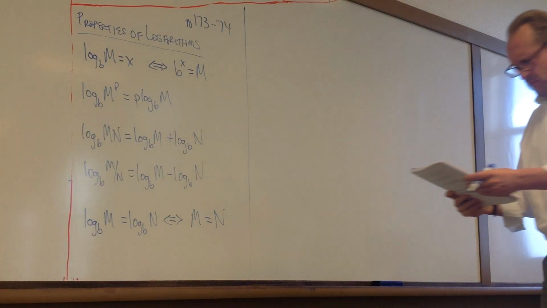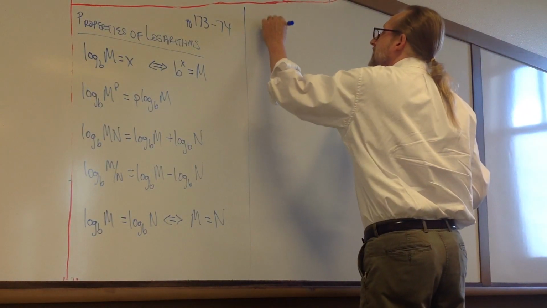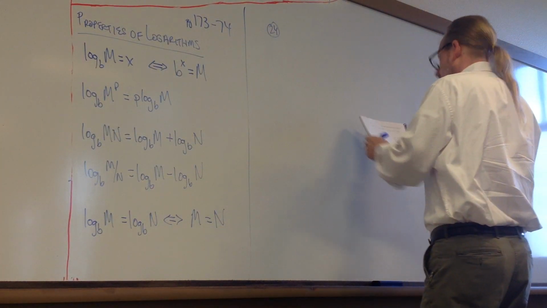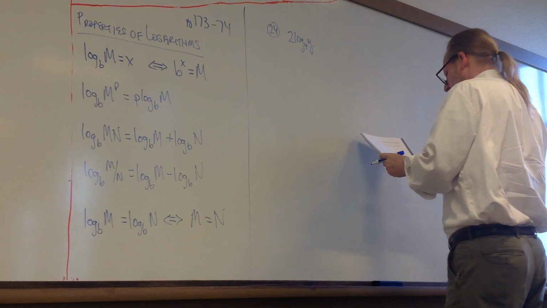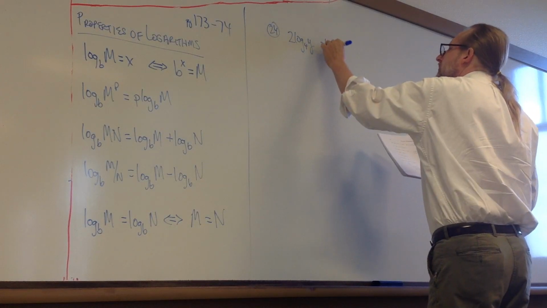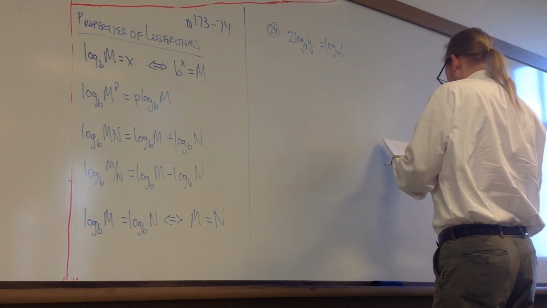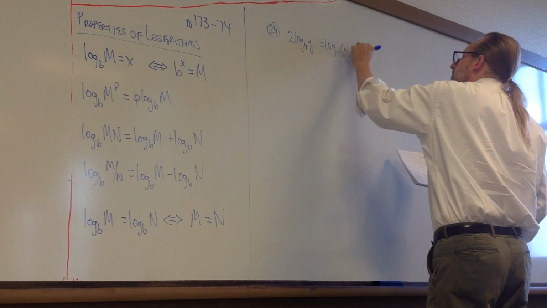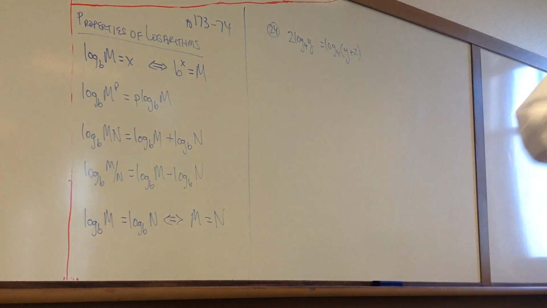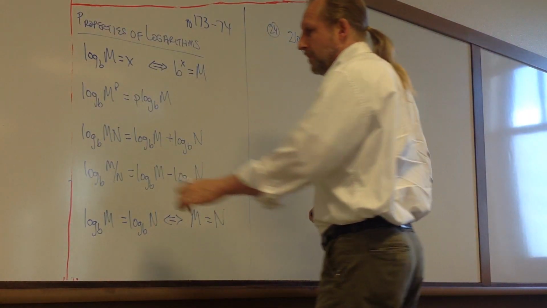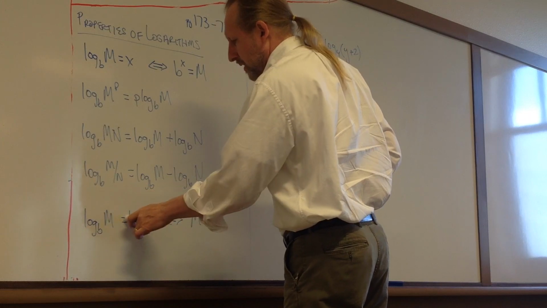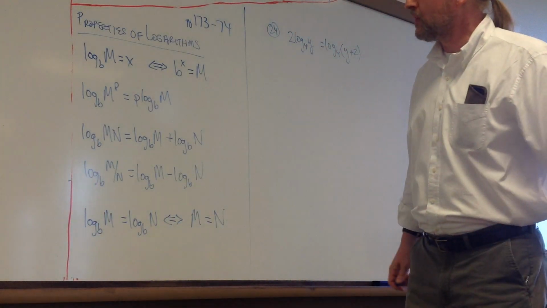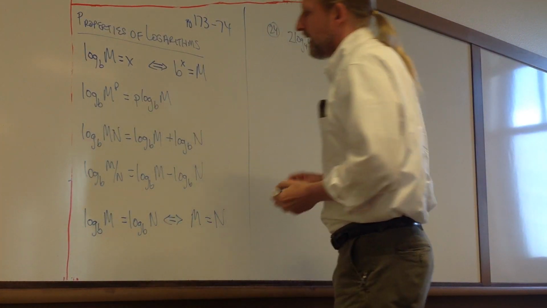Problem 24. So 24 and 26 are a little bit different. 24 says 2 log to the base 4 of y equals log to the base 4 of y plus 2. Now, in this problem, one thing I want to call your attention to is that all of these properties here, there's always a 1 in front of the logarithm.